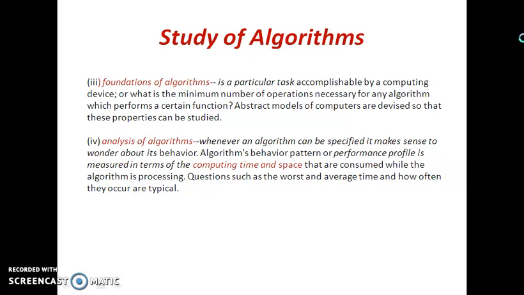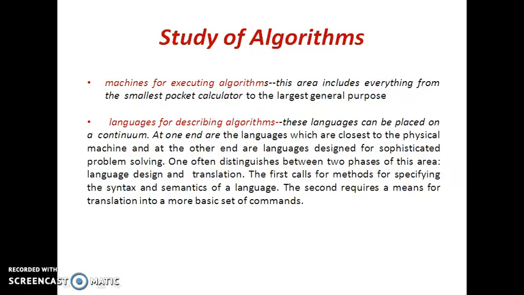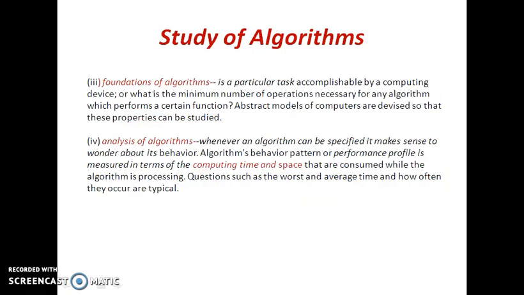So the first one is the machine for executing algorithms, then languages for describing algorithms, foundation of algorithms, and analysis of algorithms. These four areas must be considered to study algorithms. Okay, you understand? Is this concept clear? We move to the next.